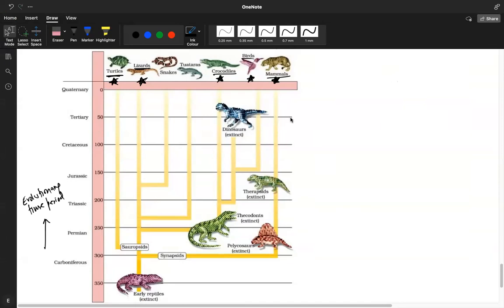Okay, so let's start with Saifullah. Saifullah, tell me what are your key points? What do you understand from this graph? Every animal in the graph evolved from a single species, that is early reptiles.